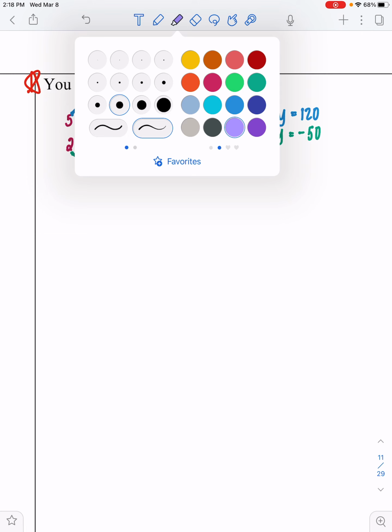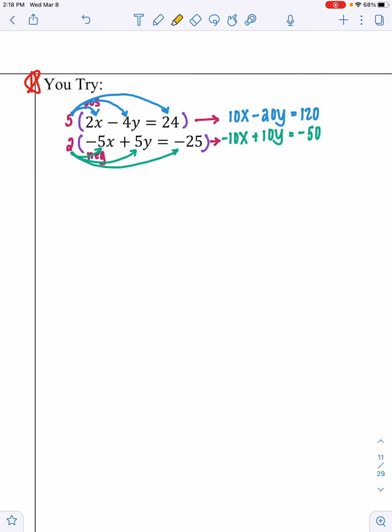Here's our checkpoint. I love checkpoints. We have to have opposite coefficients. If you do not have opposite coefficients, you did something wrong. Go ahead, go back and see if you can find where you messed up. Once you have that, let's add our two equations together. 10x and negative 10x will cancel each other out. Negative 20y plus 10y gives us negative 10y, equals 120 plus negative 50, which gives us 70.